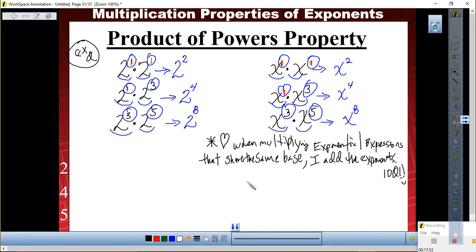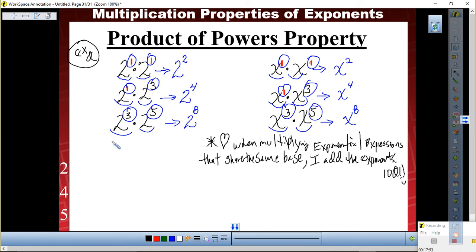Let's see if it makes sense. When multiplying exponential expressions, are we multiplying exponential expressions? Yes. That share the same base. Do they have the same base? Yes. I add the exponents. Does that make sense? Yes. Thank you? Never mind. All right. Now that we have the rule and the definition, now let's kick it up a notch.